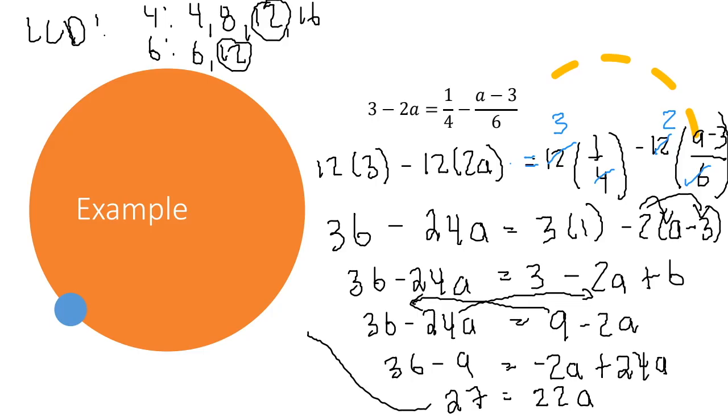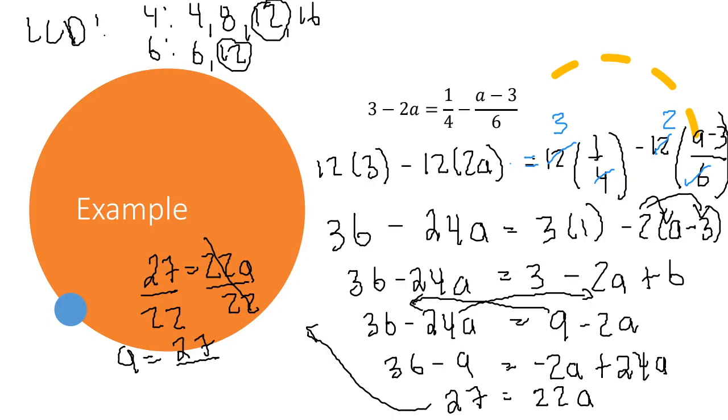So this is what we have so far. The last step is to divide by this number in front of my a. So I'm going to divide both sides by 22. So a equals 27 over 22, or what is that as a decimal? One second. That can also be written as 1.23. So either of these answers are correct.